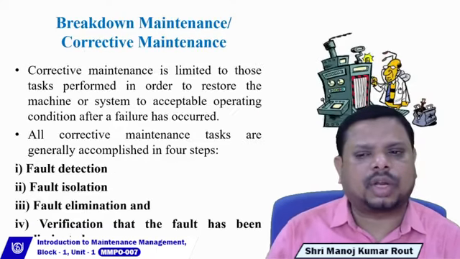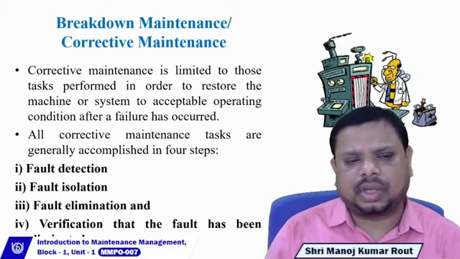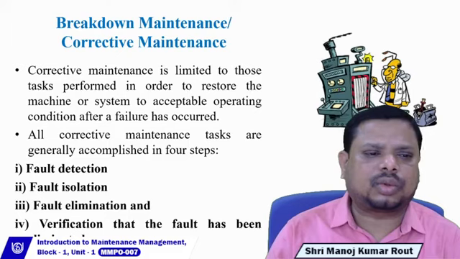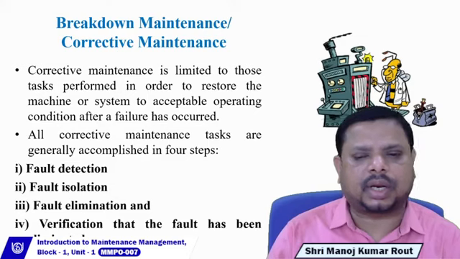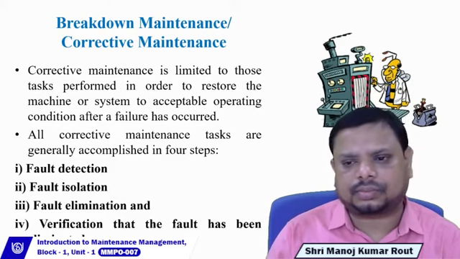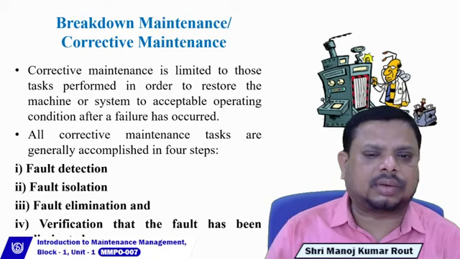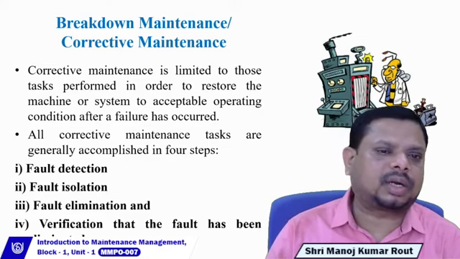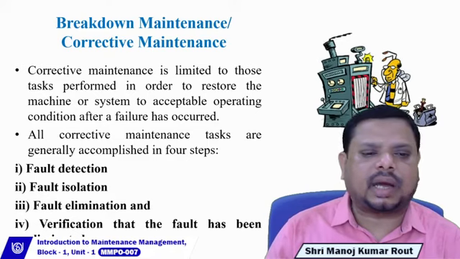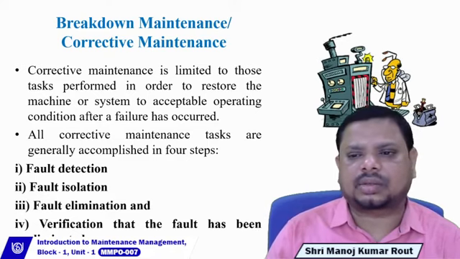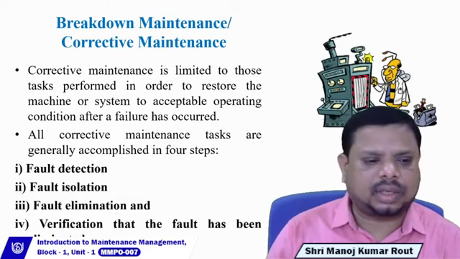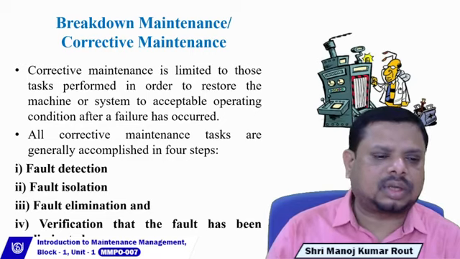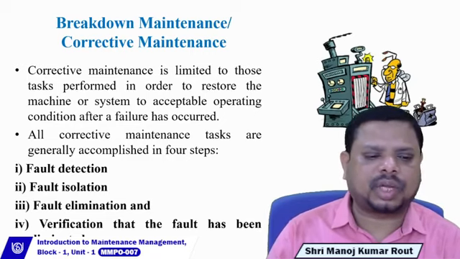Moving to the next one. Whenever you apply corrective maintenance, it is limited to those tasks performed in order to restore the machine or the system to acceptable operating conditions after the failure has occurred. Before implementing corrective maintenance, you can take a large number of corrective maintenance tasks. So what are the tasks we have? The first important part is fault detection, then fault isolation, then fault elimination. The last one is verification that the fault has been eliminated.